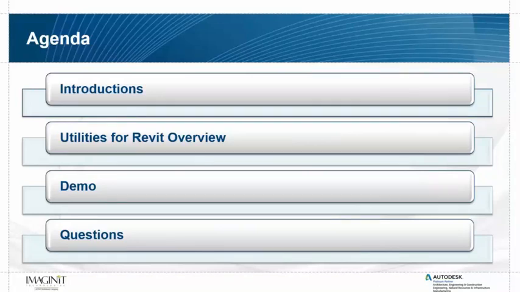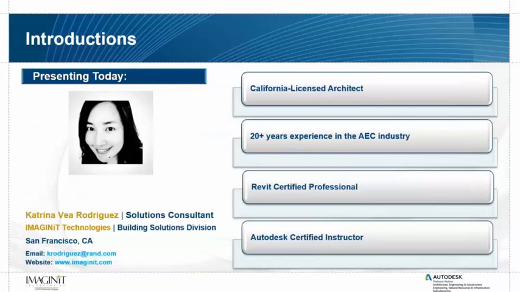Okay, so just a little bit of my background. Again, my name is Katrina. I'm with IMAGINiT out of the San Francisco office, and I am part of the Building Solutions Division team. I am licensed in the state of California with over 20 years of experience in the AEC industry. I have my professional certification for Revit from Autodesk, and I am also an Autodesk certified instructor. So that's just a little bit of my background.